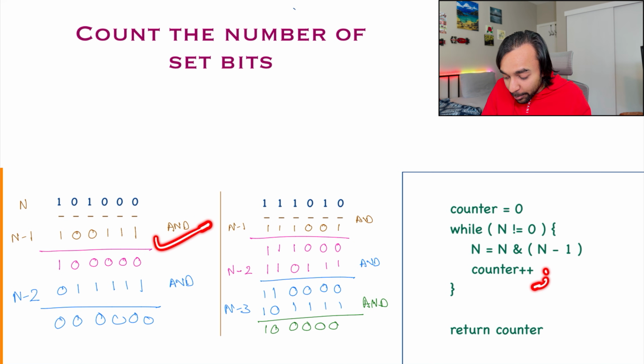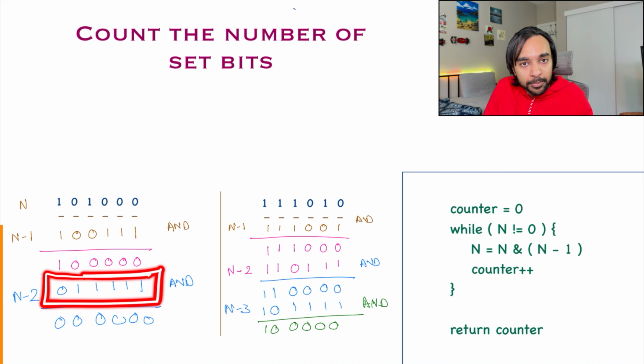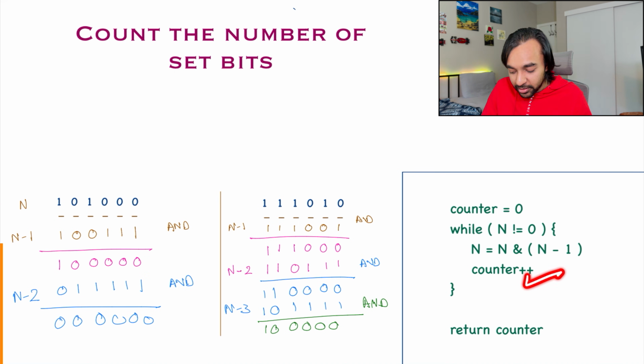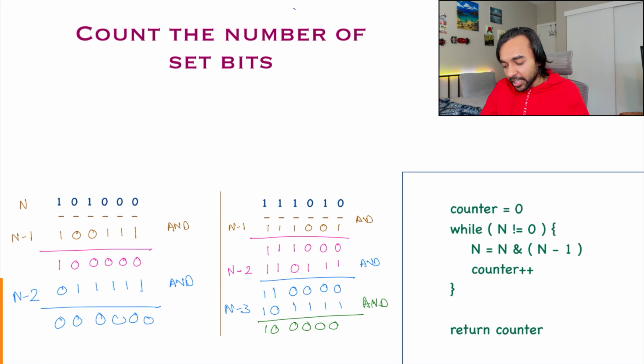Now what will happen? This number is still not 0. The loop runs again. And once again, I do a logical AND with n minus 1. So I get counter plus plus, count becomes 2, the number is now 0, and this loop ends, I can return my counter. Similarly, for this case also, you can try to work it out.